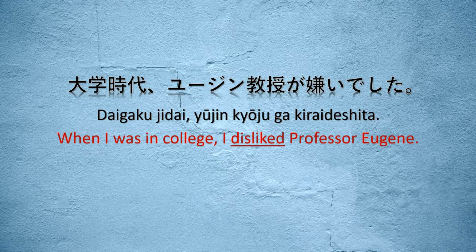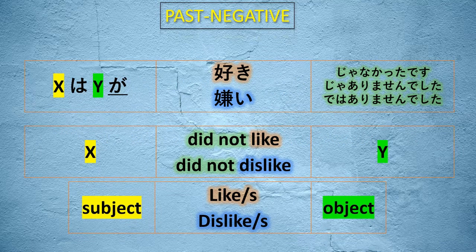For the past negative, did not like or did not dislike, X wa y ga suki ja nakatta desu, or ja arimasen deshita, de wa arimasen deshita. X wa y ga kirai ja nakatta desu or kirai ja arimasen deshita, kirai de wa arimasen deshita.